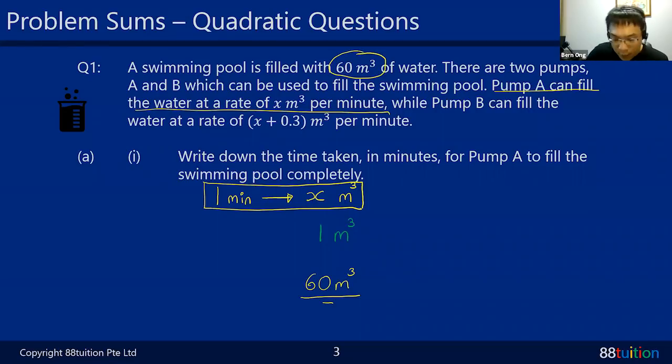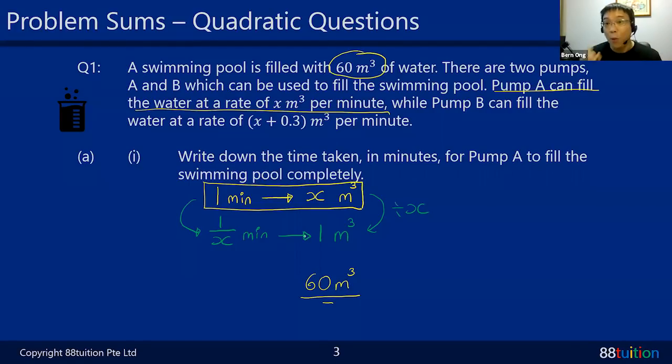Divide by itself. X divided by X will give you a 1. Anything divided by itself is still 1. So remember, if you divide by X on the right, remember to divide by X on the left. Whatever you do on one side, remember to do on the other side. So here you can present as 1 divided by X minute. Can you see?